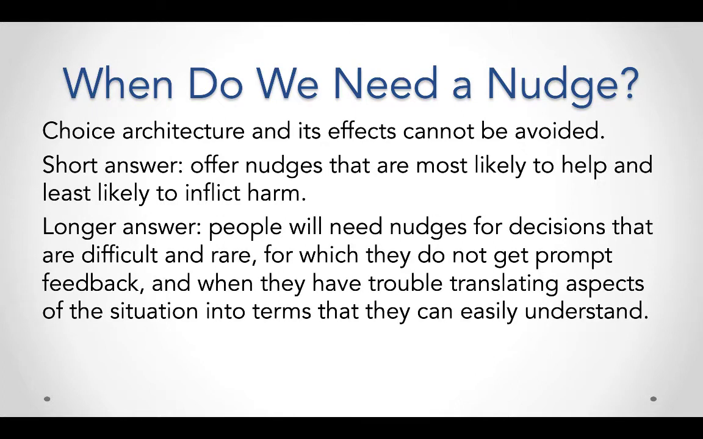The long answer is people need nudges when decisions are rare. They don't happen often, and they're difficult. We don't know how to answer, and we replace the question with an easier one. Also for decisions where we don't get prompt feedback, like eating fruit versus ice cream. And when we have trouble translating the situation, we don't understand exactly what is happening in the situation.